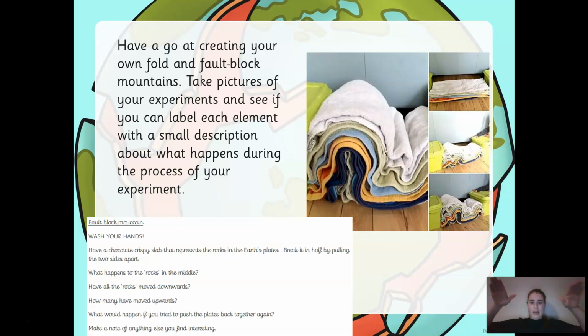Now, when you layer those layers out and you have the two books either end, as you start to push them together, you'll see that ripple, that fold in your towels. Now, that's an example of our fold mountains.